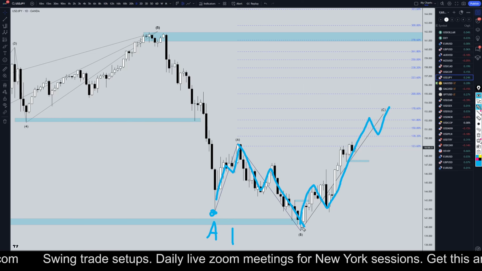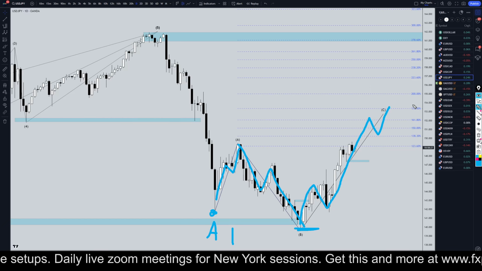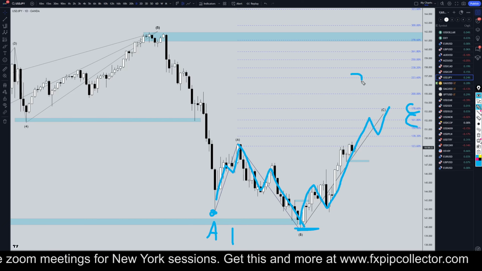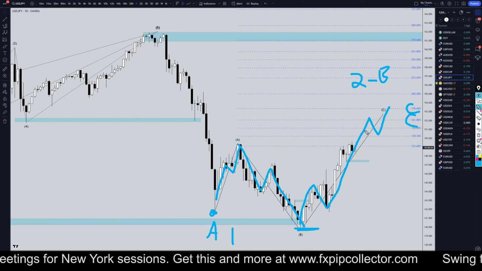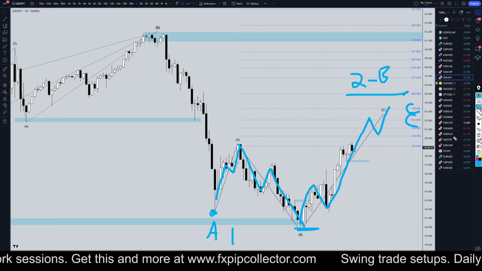Because I do believe, because this is a lower low, that this is an expanding flat. Most expanding flats go to the 178, 161.8 for either a wave 2 or a wave B. Either scenario, it doesn't matter whether it's a B or 2 because it's exactly the same pattern.